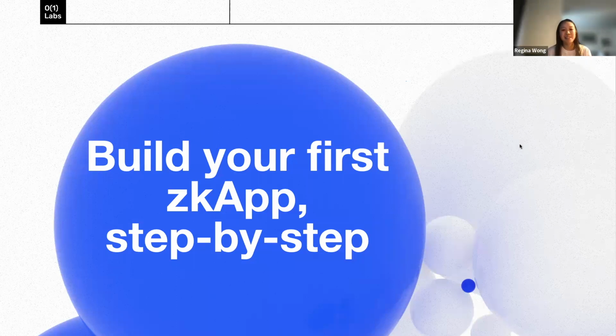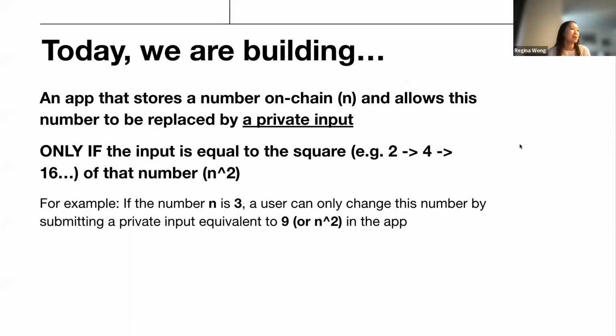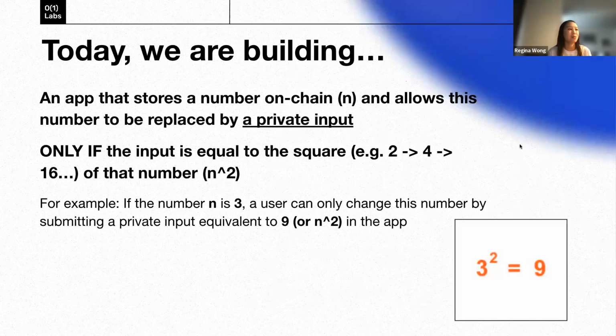So what are we building today? Today, we are building a pretty simple app that stores a number on chain. And one of the rules, or the logic of our smart contract, is that this number can only be replaced by a private input that's equal to the square of the number. So for example, if we start out with n is 3, the only way we can change this to a different number is if we submit the number 9, which is its square.